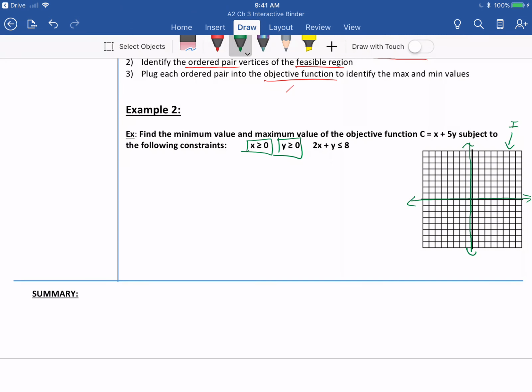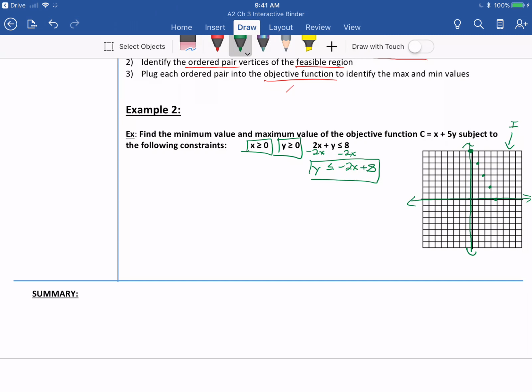Now, we also have to graph this guy here, so I'm going to subtract the 2x from both sides. So now I get y is less than or equal to negative 2x plus 8. All right, and now I have to graph this guy, so I go up at 8. So here is 8 way up here, and then I go down 2 over 1, down 2 over 1, down 2 over 1, down 2 over 1.